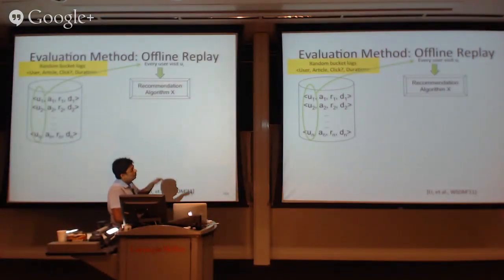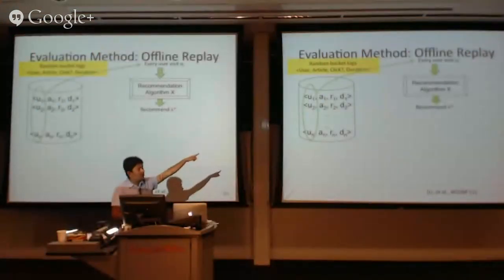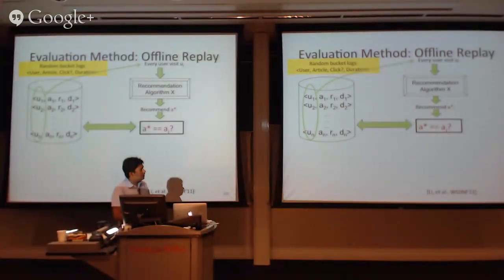And so once you have this data, now suppose you want to evaluate a new recommendation algorithm X offline, right? For every user visit here, you come up with a recommendation, right? So for every user visit which you have in this offline data, your new algorithm is going to say, hey, this is the best item to serve to that particular user. Let's call it A star, right?